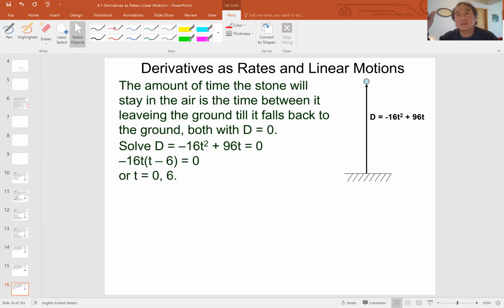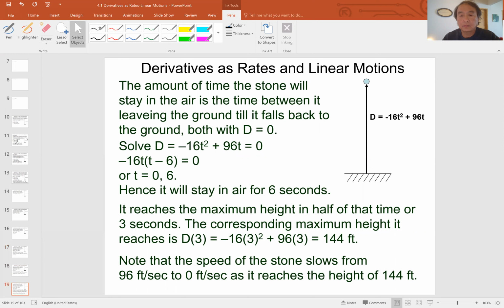So from here, I can deduce it takes 3 seconds to go all the way up, and then the distance you travel in 3 seconds, plug it in, so you travel 144 feet. This will be the maximum height you reach. Okay.